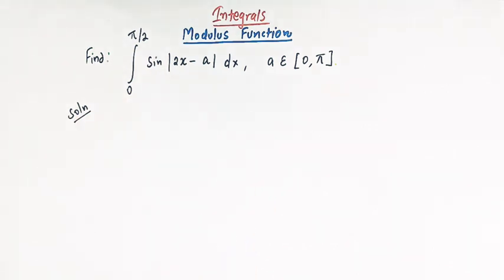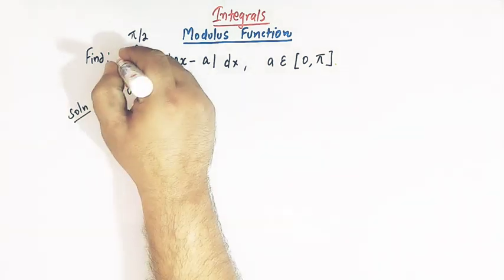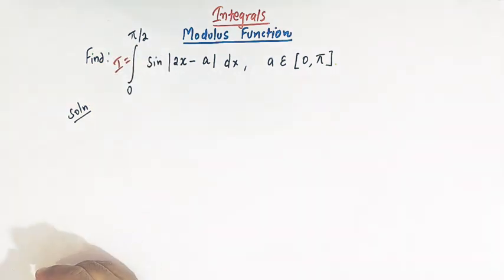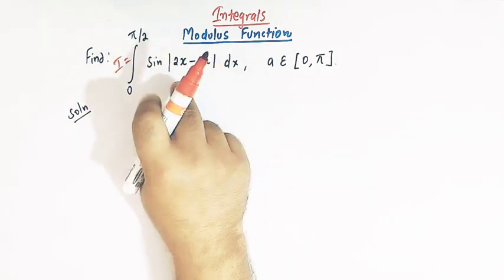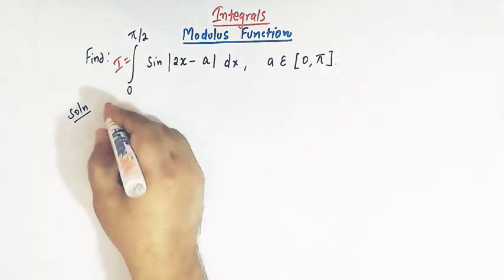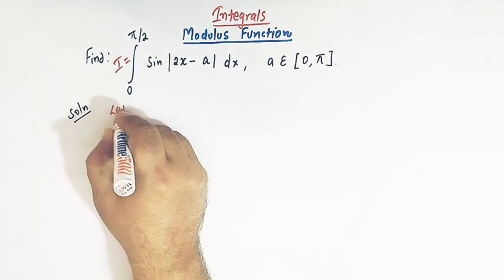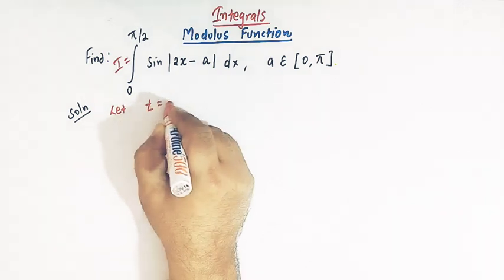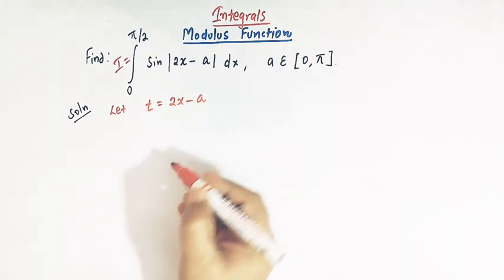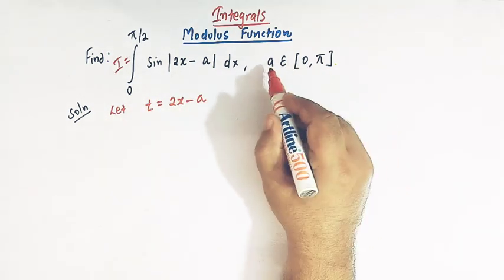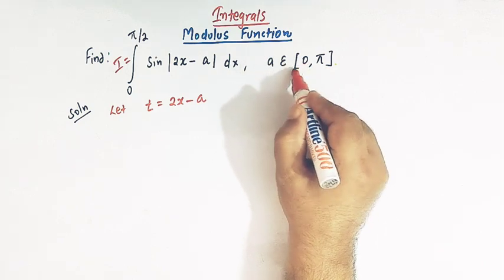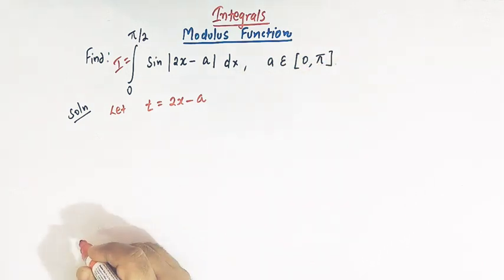So let us start. Here we'll make use of a very important method of integration, that is the substitution method, right? So let us call this integral as I, and here we'll make use of the method of substitution. So let us take t is equal to 2x minus a, where a is a number which belongs to this closed interval 0 to pi.